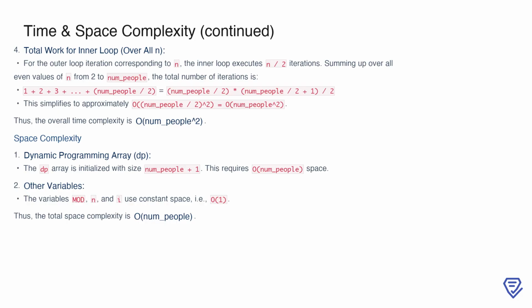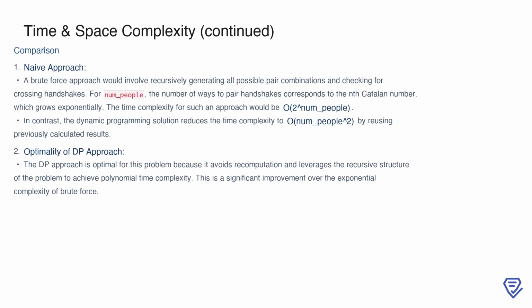For space complexity, the main contributor is the DP array, which has a size of number_people plus 1, requiring O(number_people) space. The rest of the variables like mod, n, and i only use constant space, so the overall space complexity remains O(number_people).